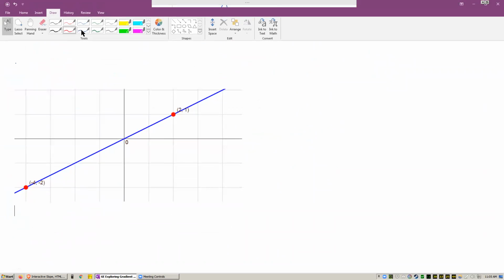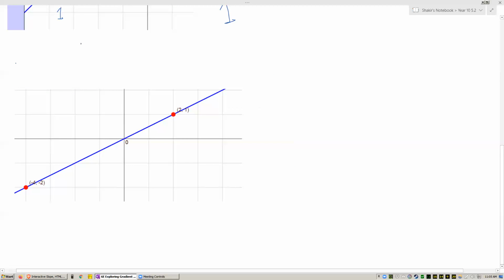Now you pick 2 points on a line, any 2 points on the straight line, it doesn't matter which 2 points you pick. Obviously, we've chosen this point and this point. Now, how much does it rise? How much does it go up from here to here? It goes up by 1, 2, 3. So rise over run is the gradient, and the rise is 3.